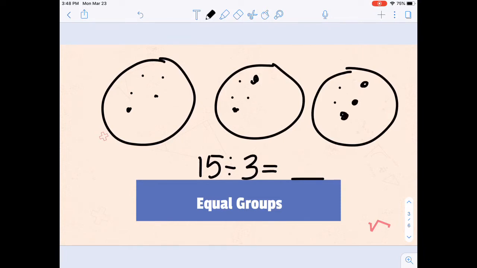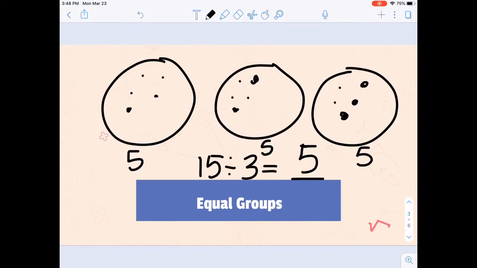Now, your quotient, remember your answer, is going to be how many little dots are inside each circle. A good way to check that you did this right is that every single circle should have the same amount of dots in it. Circle 1 has 1, 2, 3, 4, 5. The second circle has 1, 2, 3, 4, 5. The third circle has 1, 2, 3, 4, 5. So I know that I did it right because they are broken up equally into even groups. So my quotient is going to be 5.